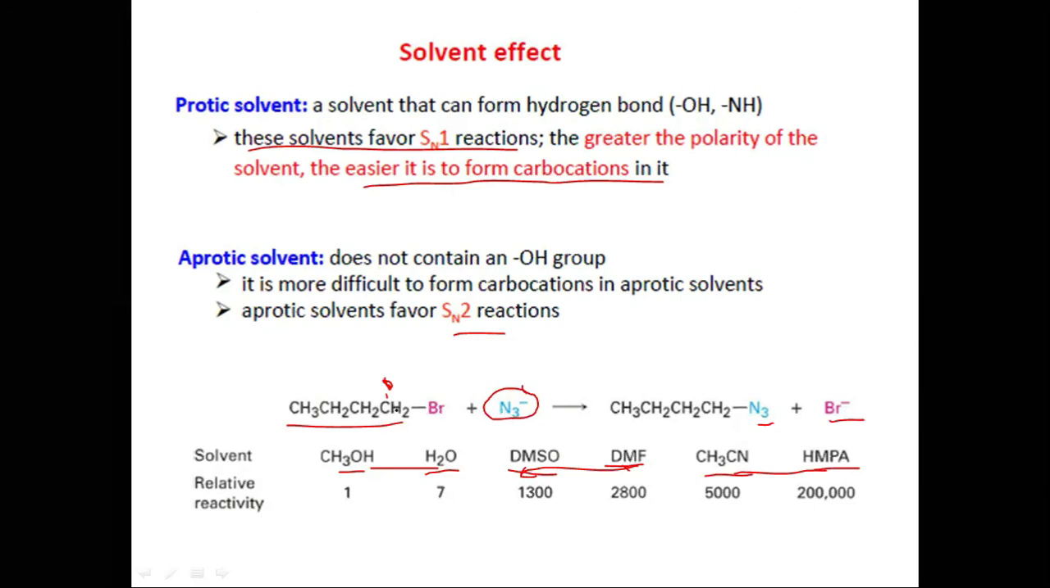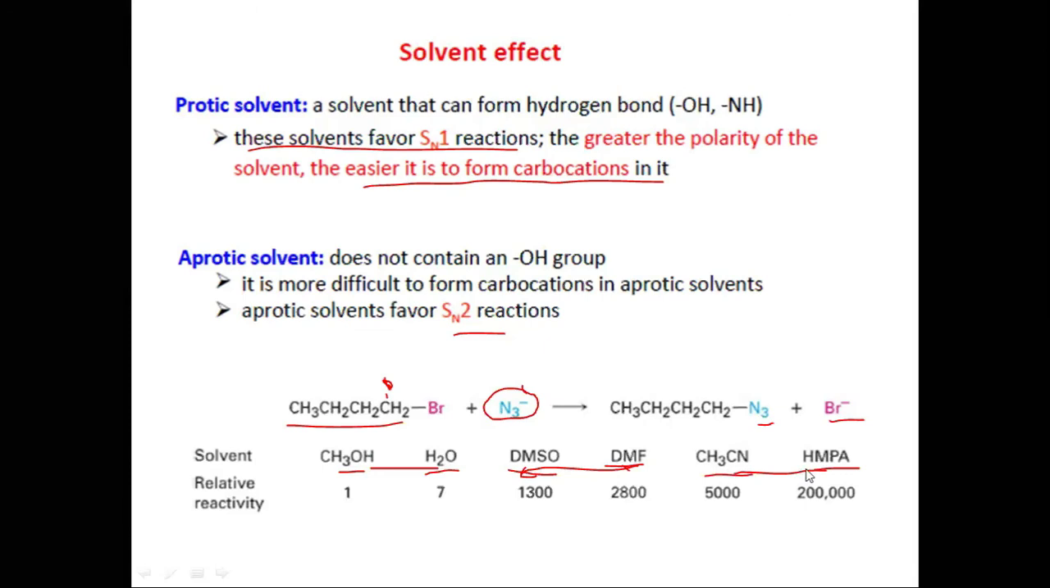If you are trying to perform the reaction over these two reactants in methanol, the relative reactivity is 1. If you change from methanol to water, then it is 7. With DMSO, instead of using a polar protic solvent, you are using a polar aprotic solvent. In such cases, the SN2 reaction is more favored. In this case, 1300 is the relative reactivity. Then if you move on to DMF, 2800 is the relative reactivity.